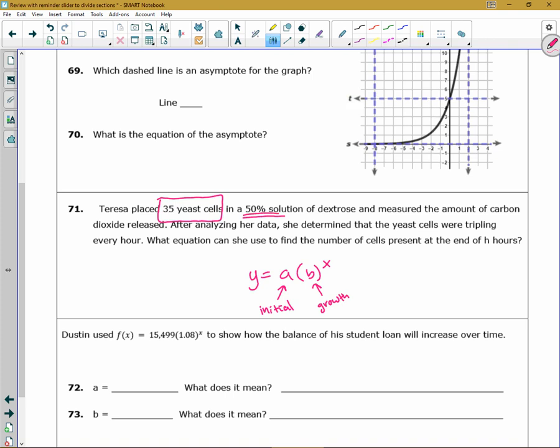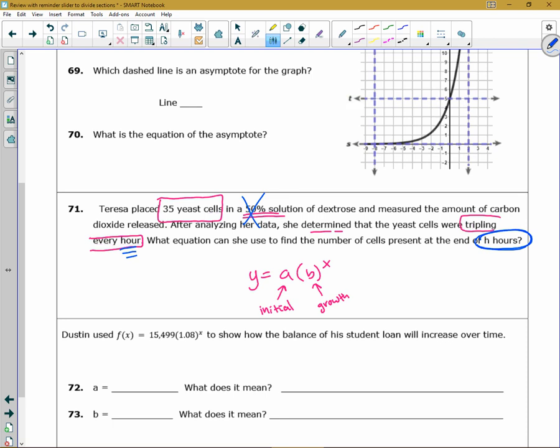This 50% solution, I'm not sure if that's going to work in it. We're going to keep looking on it. And then we also have, ooh, they're hiding it. She determined that it was tripling every hour. Okay, so I also notice here that it's giving me H hours, and it mentions hours here.